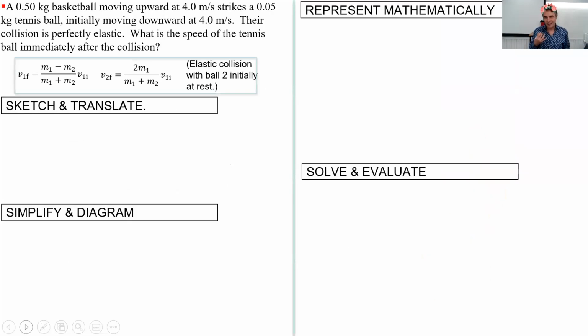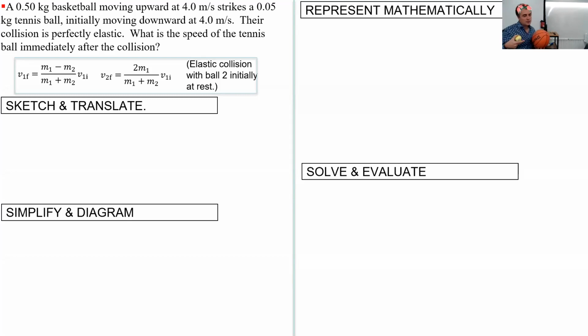So I'm going to phrase this as an example. A basketball moving upward at 4.0 meters per second strikes a 0.5 kilogram tennis ball, initially moving downwards at 4 meters per second. Their collision is perfectly elastic. What is the speed of the tennis ball immediately after the collision?